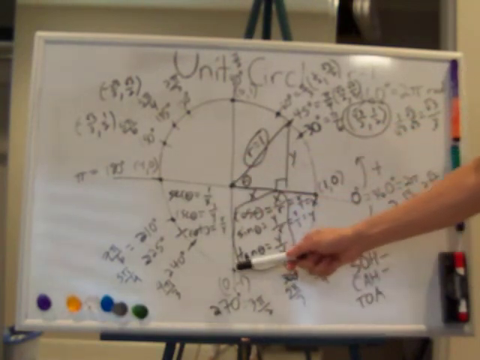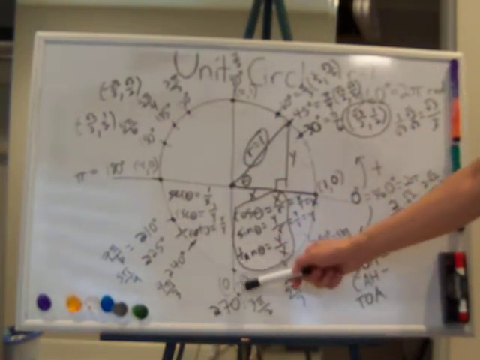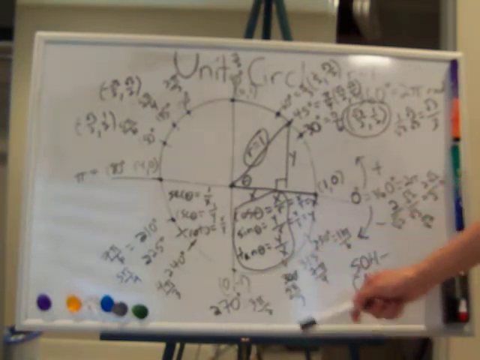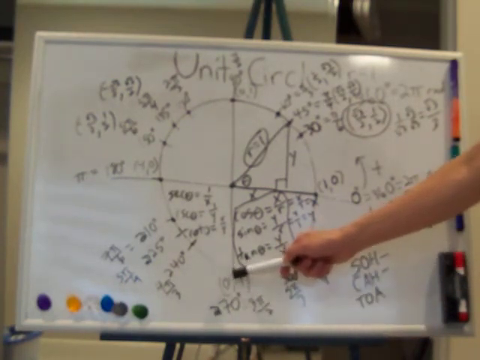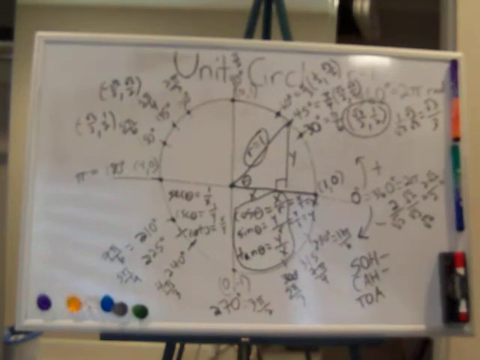So what about cotangent of 3 pi over 2? That's going to be 0, because 0 divided by negative 1 is 0. So cotangent of 3 pi over 2 is going to be 0. Okay? So let's do some harder ones.